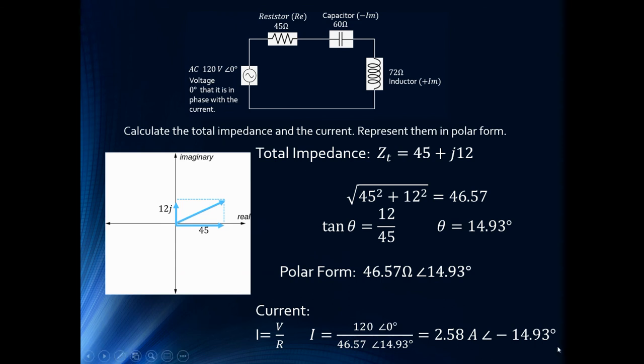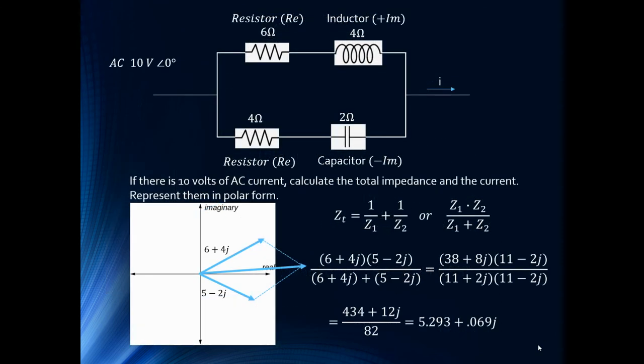And then this negative 14.93 degrees tells me that the current is a little bit off of the phase of the voltage. They differ by 14.93 degrees. So this is a very simple circuit. Let me show you one more example, and this involves a parallel circuit.